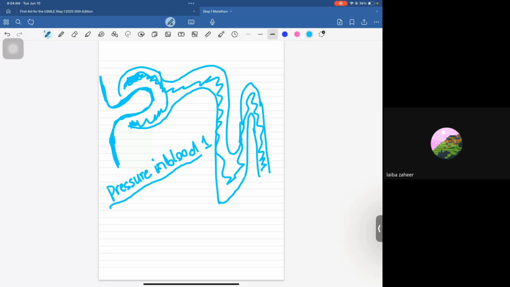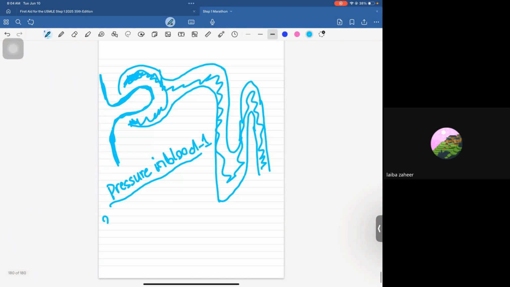So whenever we are seeing renal physiology, we have to look at these three things. The first thing is pressure in the blood. The second thing is the oncotic pressure, so how many proteins are present. We have already done with that thing. The third thing is the pressure in the Bowman space.